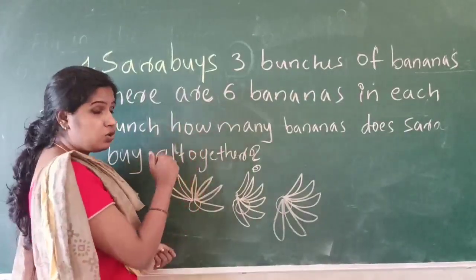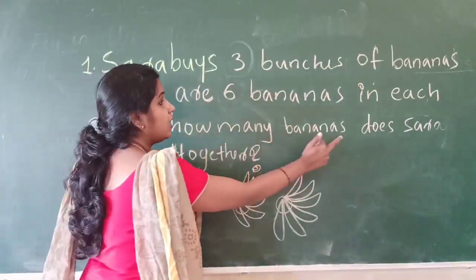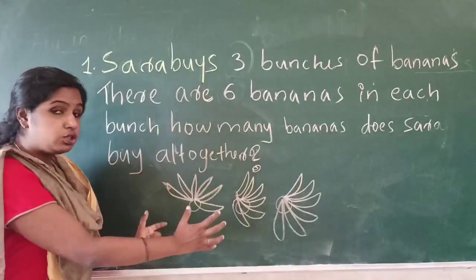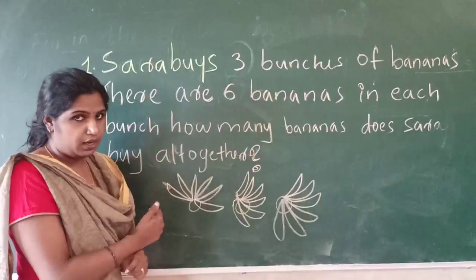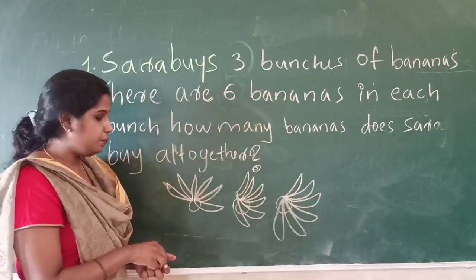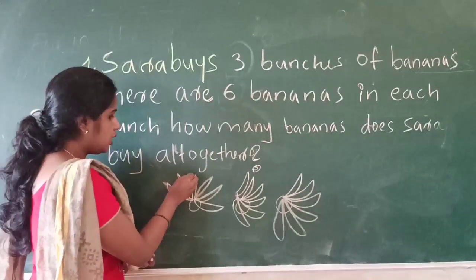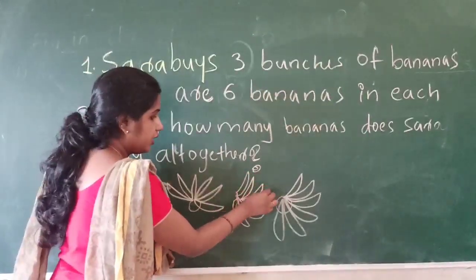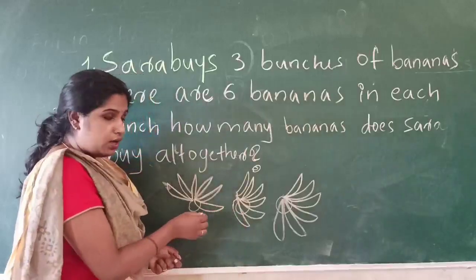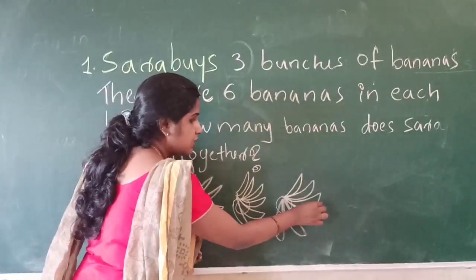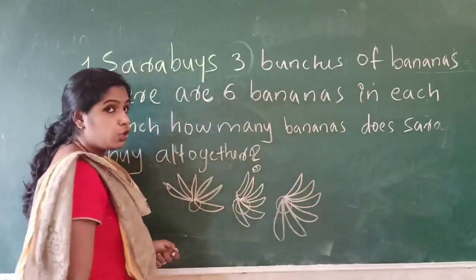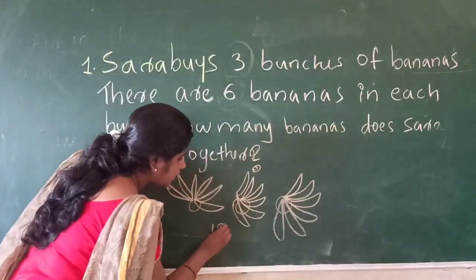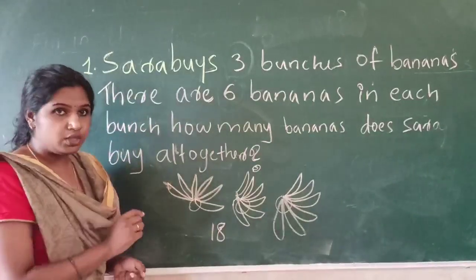Then what is the question? How many bananas does Sarah buy altogether? That is, as a total, how many bananas does Sarah buy? Let's count first. 1, 2, 3, 4, 5, 6, 7, 8, 9, 10, 11, 12, 13, 14, 15, 16, 17, 18. So Sarah bought 18 bananas altogether.